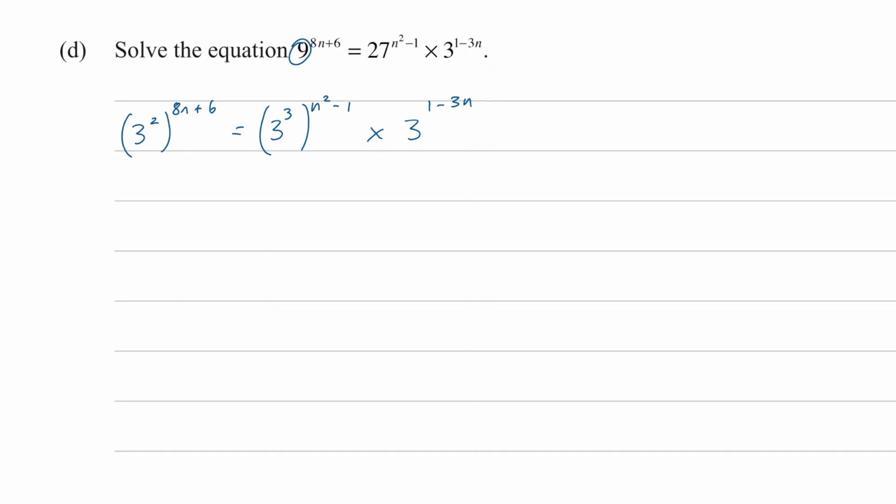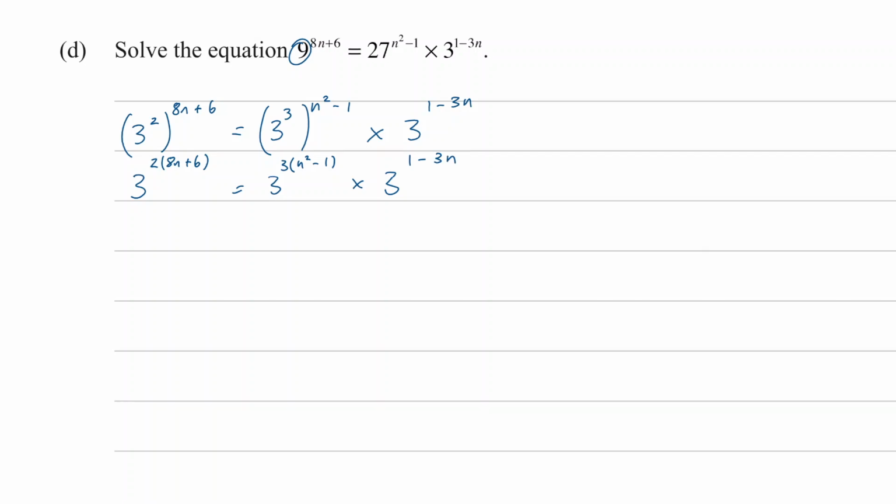Awesome. So now we can use some power rules. So on the left-hand side, we have 3 to the power of 2 to the power of 8n plus 6. So powers of powers we multiply. So that becomes 3 to the power of 2 times 8n plus 6, right? Just to group them like that. Similarly, we have 3 to the power of 3 times n squared minus 1. I'm just using brackets here to make it clear that the 3 is times n squared, and it's times by minus 1. And then our 3 to the power of 1 minus 3n stays the same.